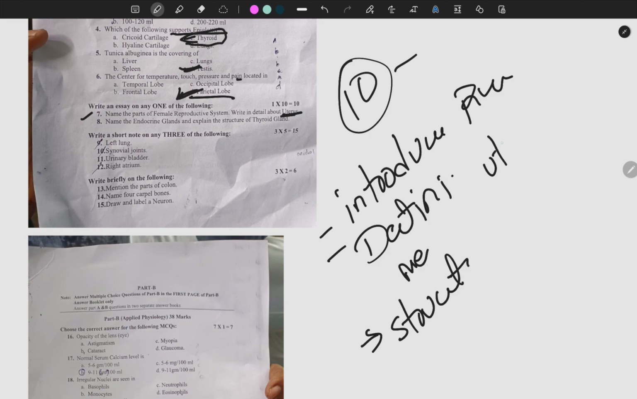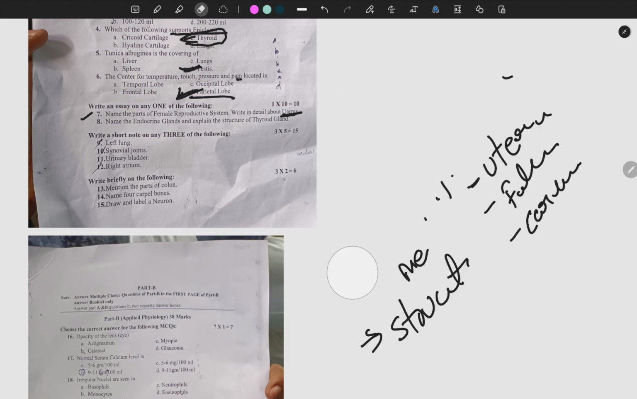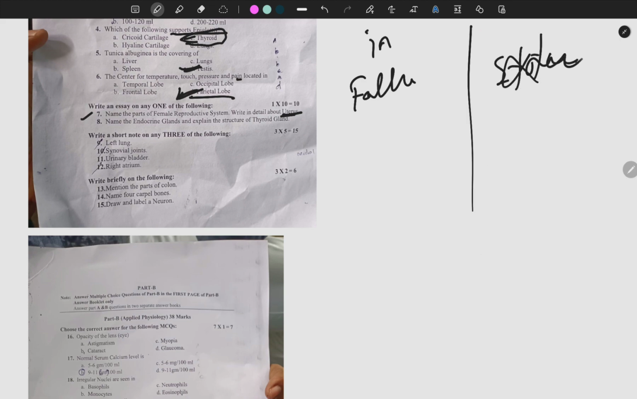For example, the uterus. So the main parts are the uterus and fallopian tubes, cervix. In the reproductive system we have external organs and internal organs. So what are all the external organs that will come under the reproductive system? If you see internally, we have the fallopian tubes. So you have to write internal and external, like that.